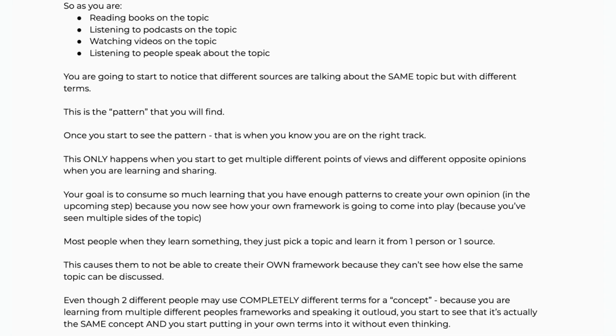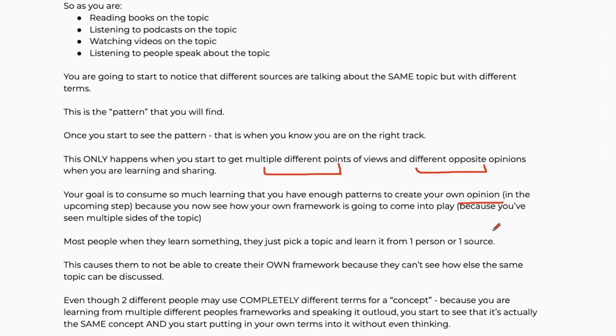But again, remember, this only happens when you're actually getting multiple different points of view from multiple different opposing opinions, right? When, hey, Tony Robbins says this, and then RWA says this, and there's a little bit of a contradiction there, and then you start to talk about it, and you're like, oh, I can see how what Tony's talking about is this, and then what Coach Yassine is talking about is this, right? And so your goal is to really consume so much of other people's frameworks that you start to see that pattern that allows you to then create your own opinion, which is what's going to happen next when you start to create your framework hypothesis, right? And all of that's going to start to come together.